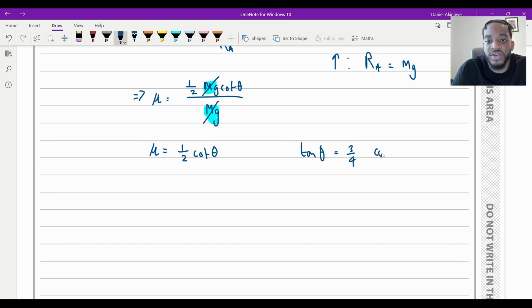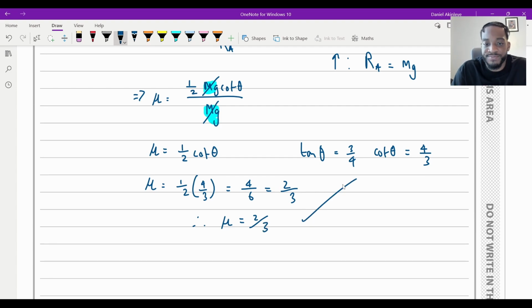We know that cot is just a reciprocal of tan. So that means that this is equal to 4/3, right? So in that case, we could just say mu is equal to 1/2 times 4/3. And in this case, this is just 4/6, which is just 2/3. So therefore, we could say that mu is equal to 2/3. And that's that. That's the 5 marks done.